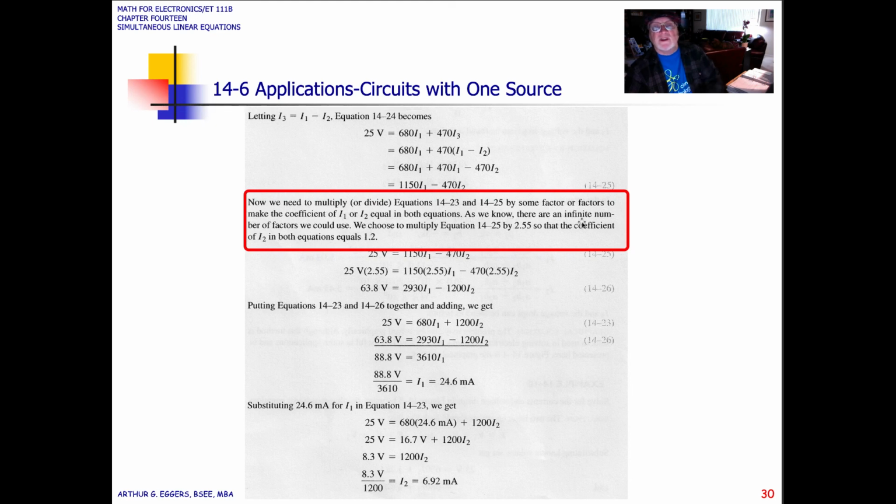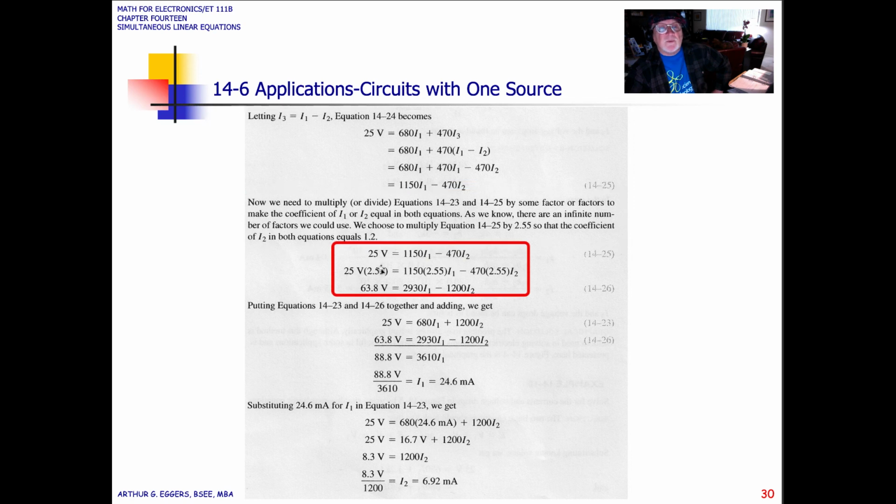So as we know, there is an infinite number of factors that we could use. We choose to multiply the equation 1425, that's this equation here, by 2.55, so that the coefficients of I2 in both equations equal 1.2. Okay, so this is something that you have to look at, and by inspection come up with a term that you might multiply through. So you can see there's a lot of work involved in doing this based on the graphical solution.